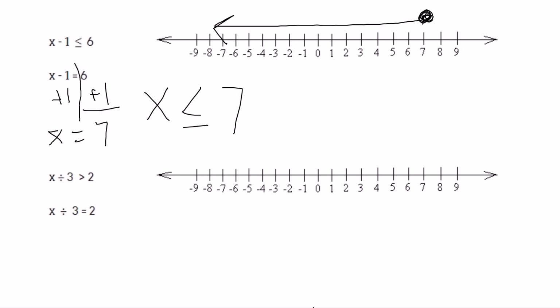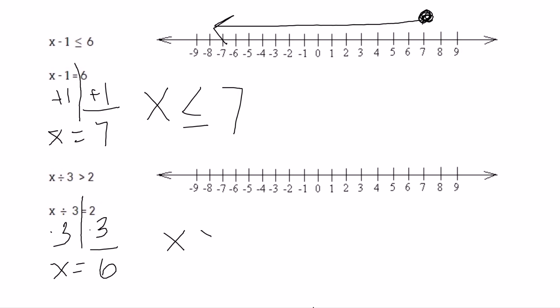So this way. And then on the last one, if you want to go ahead and try it on your own while I'm working, go for it. If you still don't understand it, then just watch as I work through it. So it says x divided by 3 is greater than 2. So I put the equal sign in, and the inverse of dividing by 3 is to multiply by 3, so that little dot means multiplication. So we've got x equals 2 times 3, which is 6.